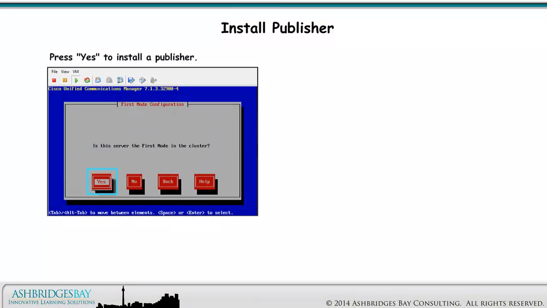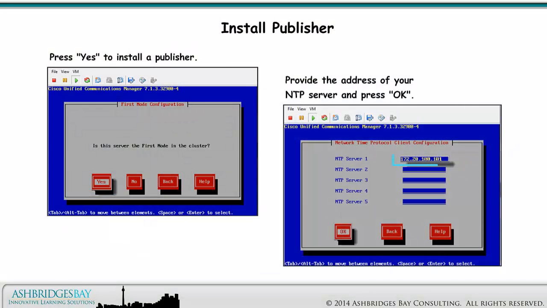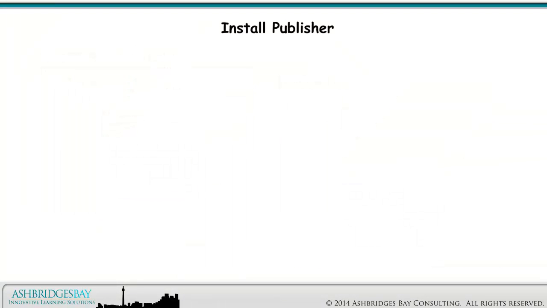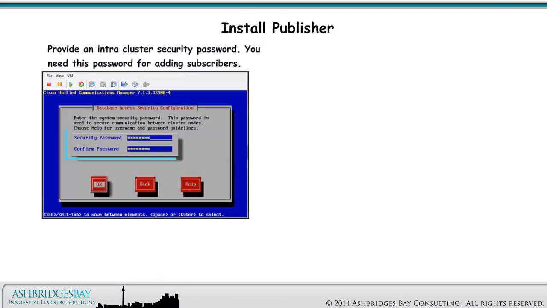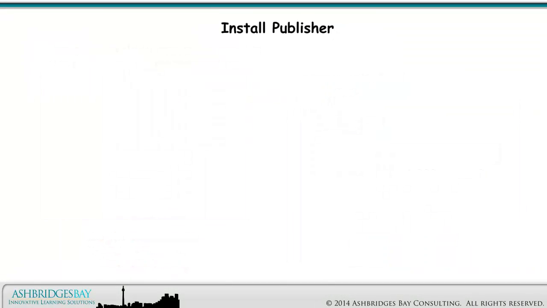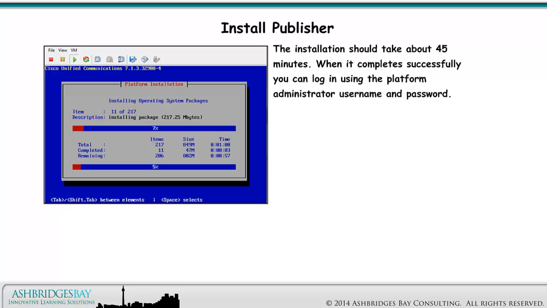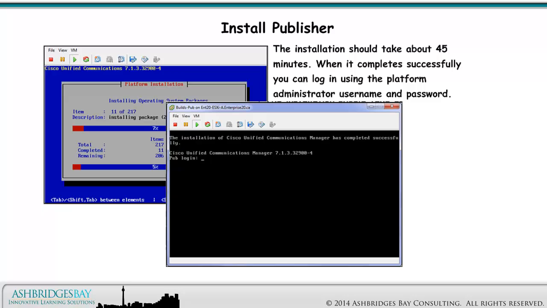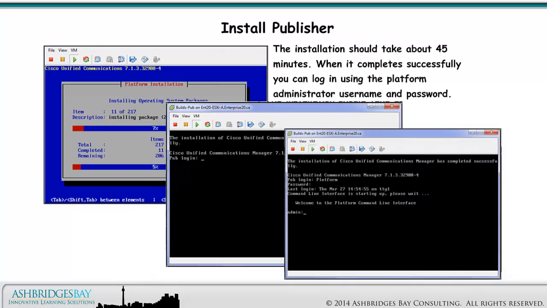Press Yes to install a publisher. Provide the address of your NTP server and press OK. Provide an intra-cluster security password. You need this password for adding subscribers. Use the same security password as in the production cluster. We are not doing SMTP, so press No. The installation should take about 45 minutes. When it completes successfully, you can log in using the Platform Administrator username and password.